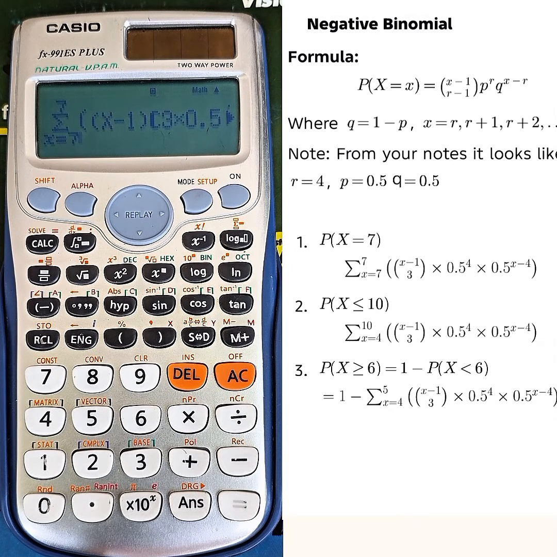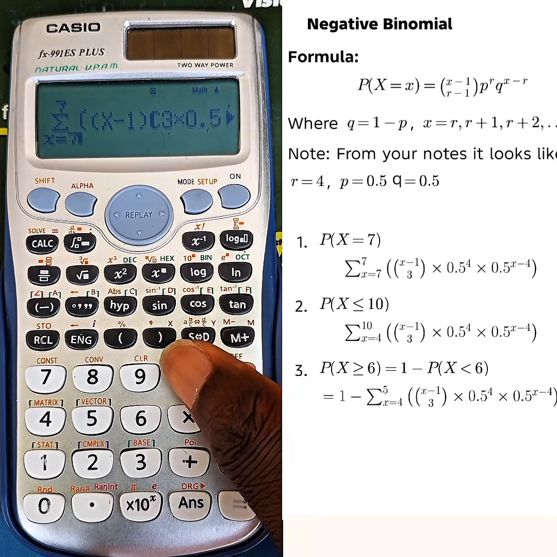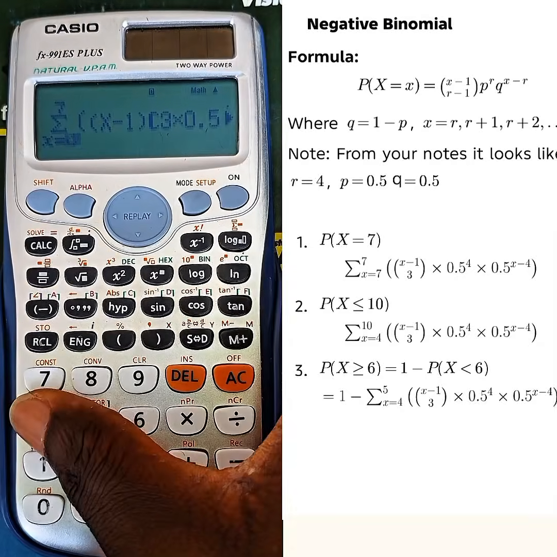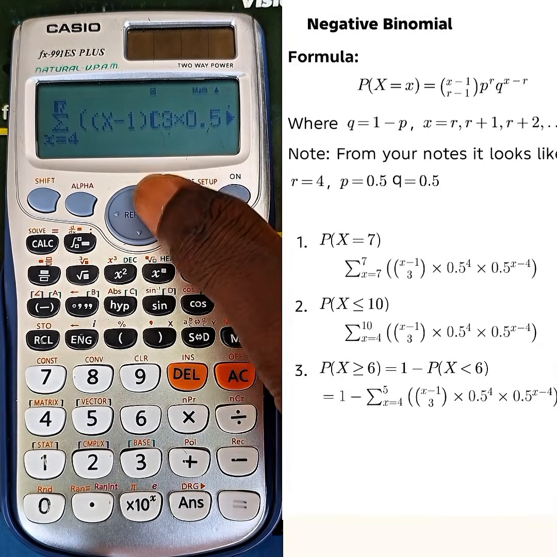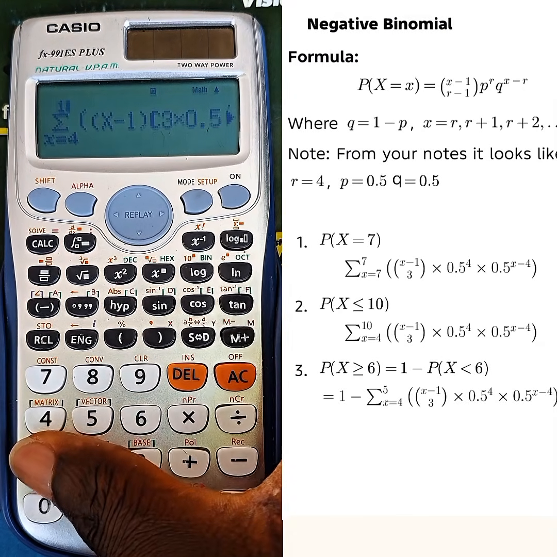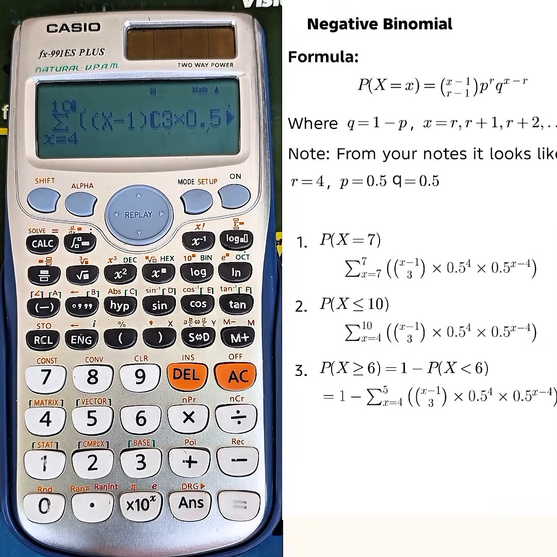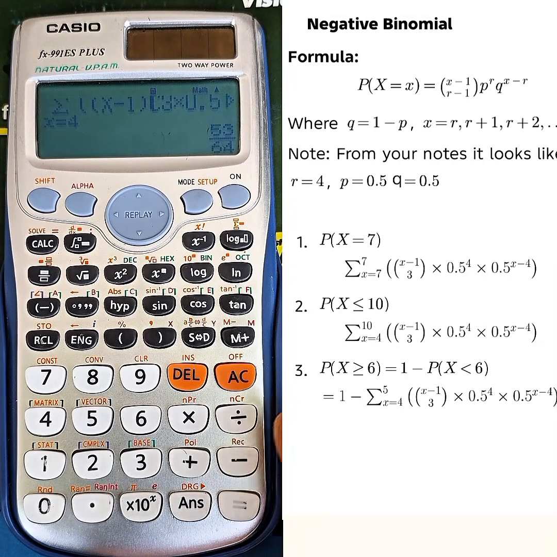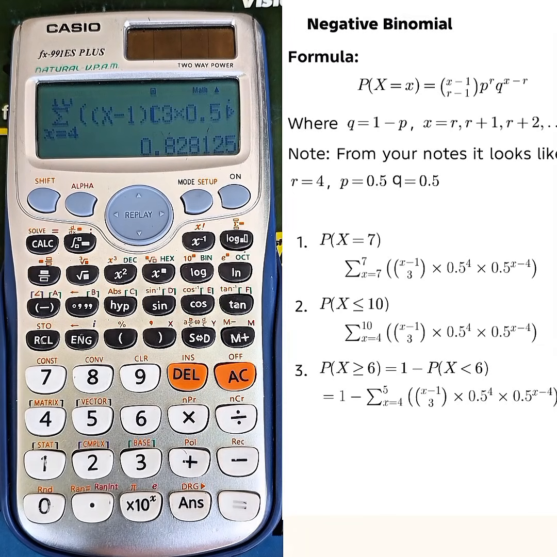the summation sign. Our value of x starts from r, and our r in the question is 4. So we are going to delete this and put 4. Then we go back to the upper limit, delete 7 and put 10, because we are having the probability for x less than or equal to 10, which is at most, the highest should be 10. Then all you have to do is press your equality sign. You will have your answer as 0.8281. So that is how to get for at most 10 tests.